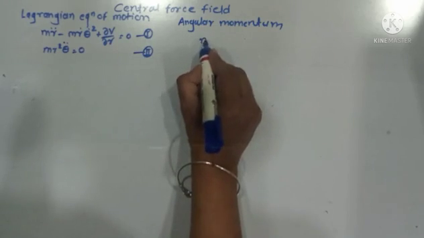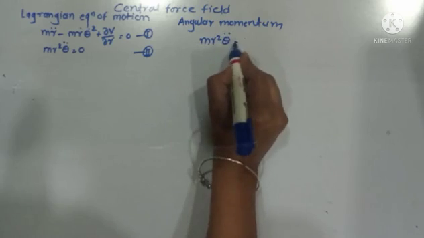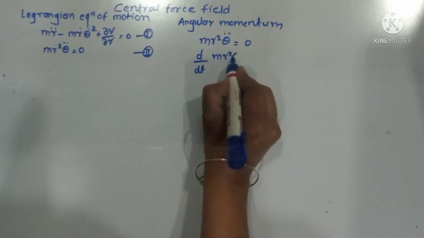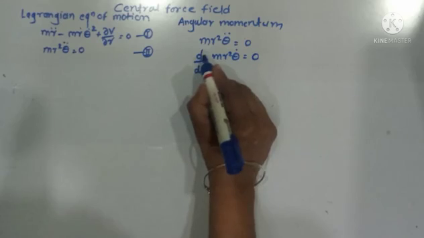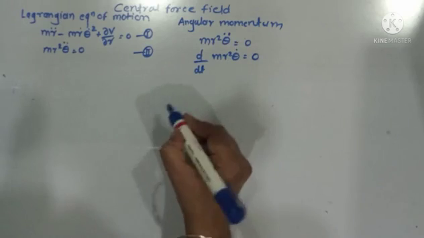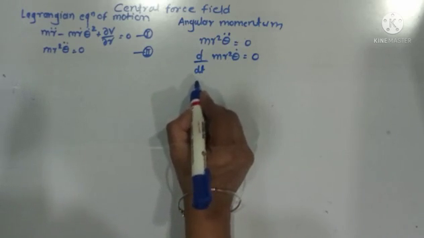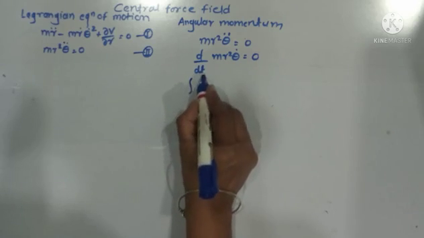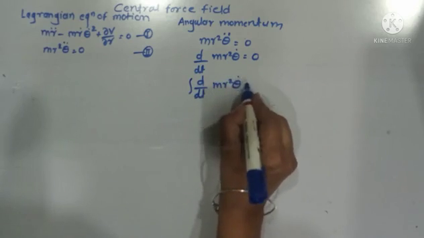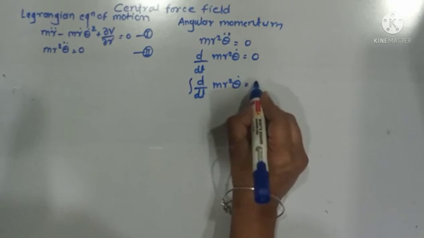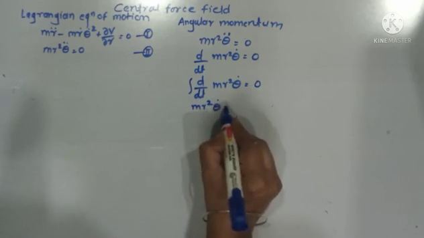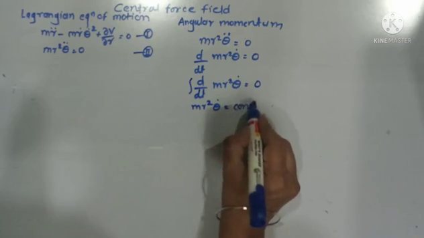So let us see that m r square theta dot is equal to 0, or we have written in the previous lecture d by dt of m r square theta dot is equal to 0. So this d by dt of theta dot is nothing but the theta double dot. I have written it like this. So if I take integration of this d by dt of m r square theta dot is equal to 0, I can say that m r square theta dot is equal to some constant.